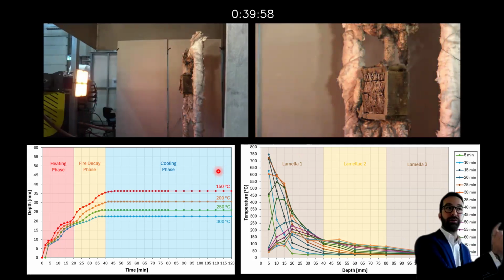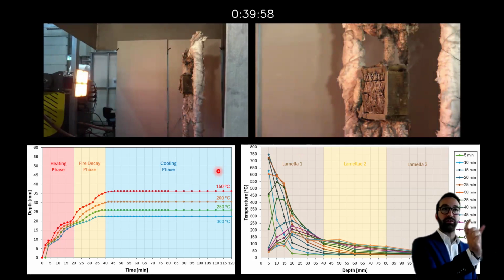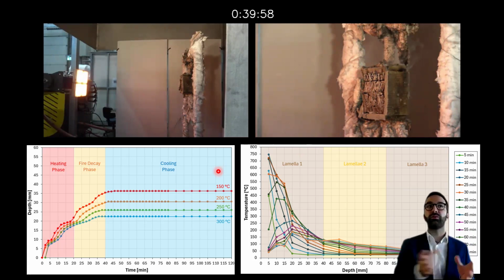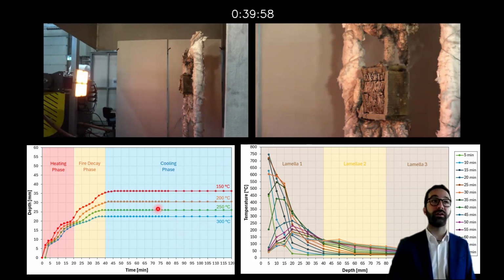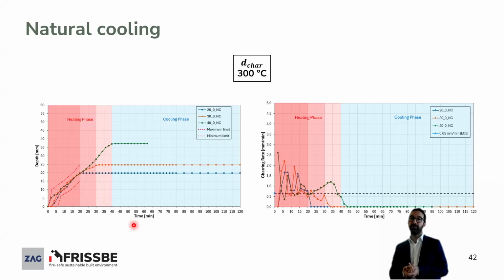So it was a 20 minute fully developed phase at 50 kilowatts, then 20 minutes in which we decreased the heat flux linearly, and then we left it to a cooling phase. So it was natural cooling. Let's see what is actually happening in the sample itself. We did two cases. In the first case, we look at natural cooling.